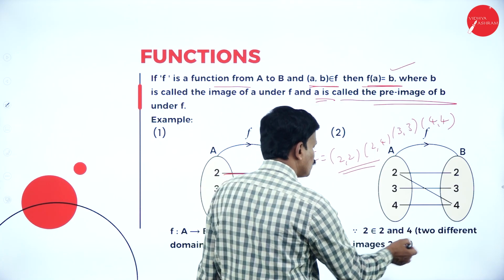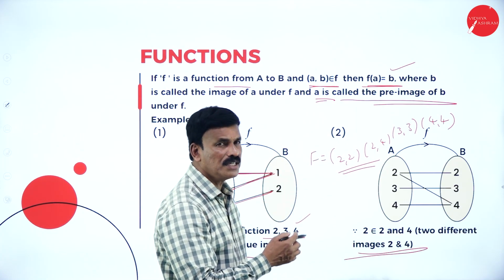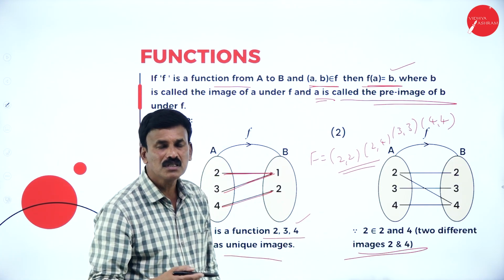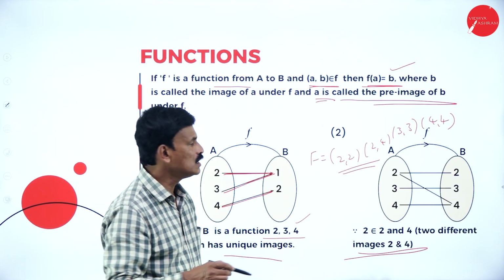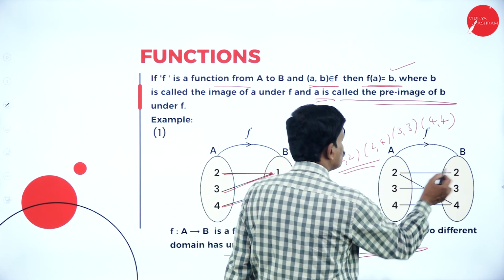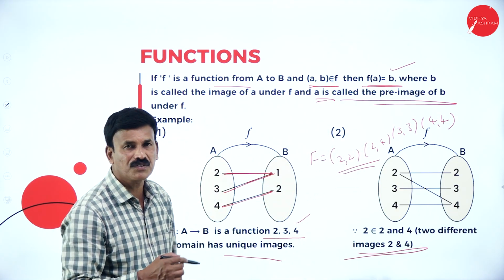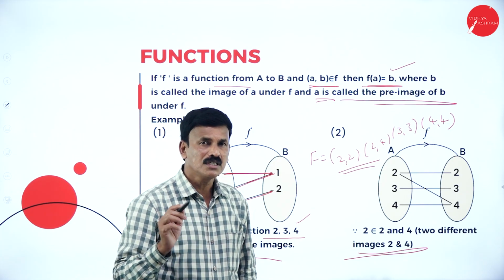2 is associated with two different images, 2 and 4. So there are two different images for the element 2. Therefore, this is not a function. According to the definition, there should be a unique association. Here there are two associations, 2 to 2 and 2 to 4. Therefore, F from A to B is not a function. Now clearly you have got an idea regarding a function.